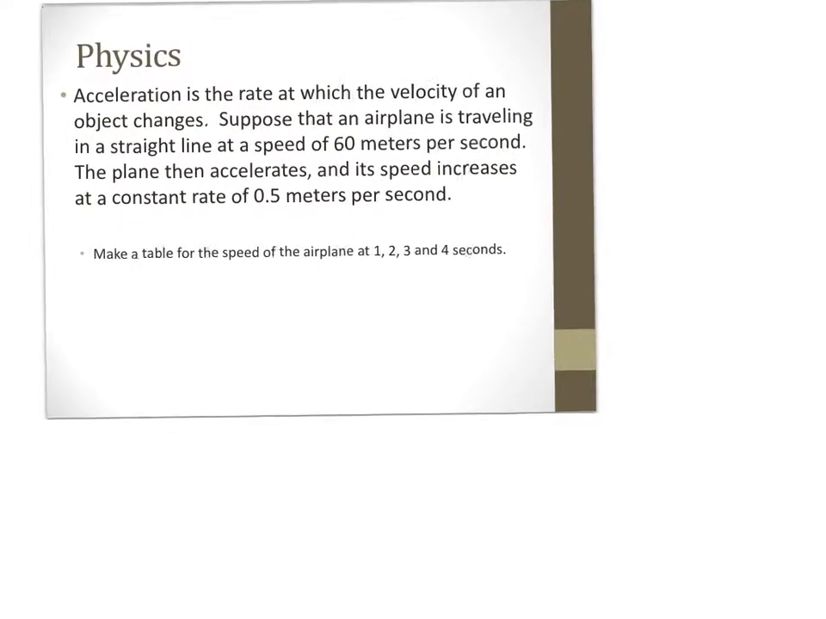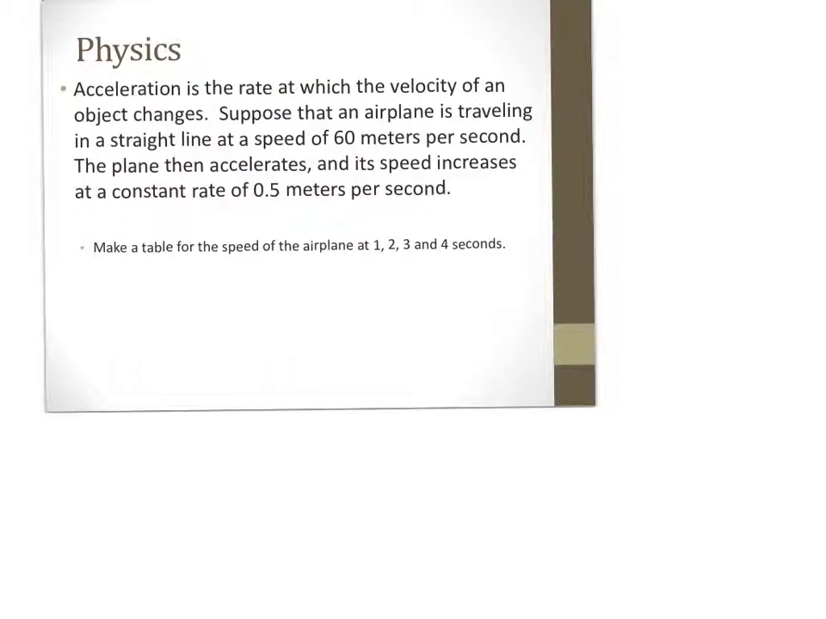Okay, so here's the problem restated, and what we're going to do here is go ahead and make a table for the speed of the airplane at 1, 2, 3, and 4 seconds. So if it's accelerating at 0.5 meters per second, it starts at 60, so at 1 second, our speed is going to be 60.5.